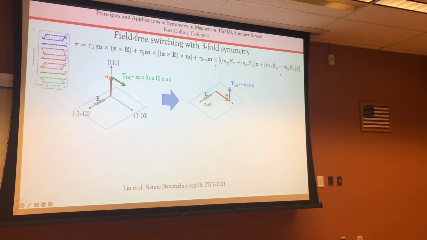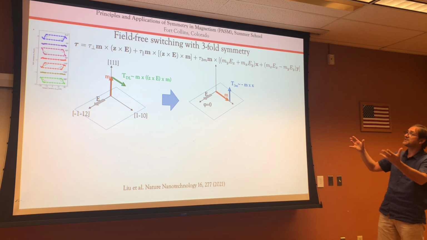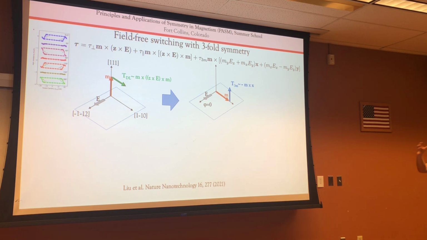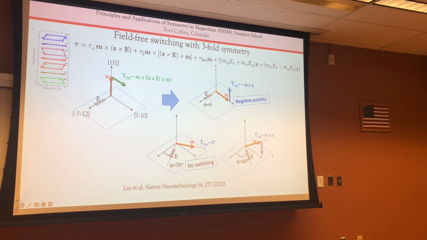But it depends where the electric field is. The electric field and the in-plane magnetization are intertwined. So depending on the direction of the electric field, you're going to have either a positive 3M torque, or no torque along certain symmetric directions, or a negative torque. Then, depending on the direction, you will have positive switching or negative switching, and you don't need a field for that.